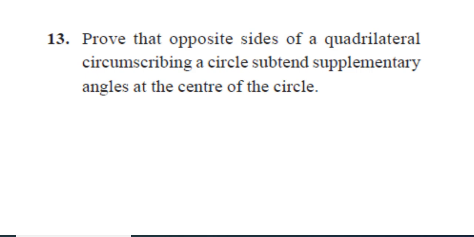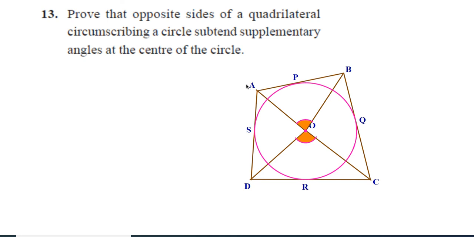This is the last question. Prove that opposite sides of a quadrilateral circumscribing a circle subtend supplementary angles at the center of the circle. Here ABCD is the quadrilateral. The circle touches the sides of the quadrilateral at P, Q, R and S. You have to prove angle AOB plus angle COD is equal to 180 degrees and angle BOC plus angle AOD is equal to 180 degrees.